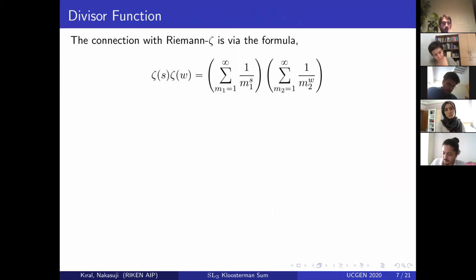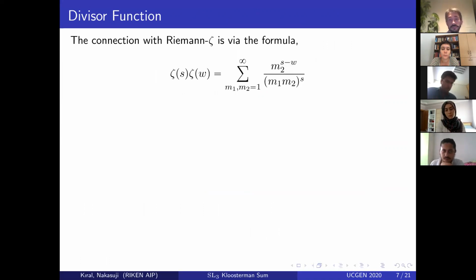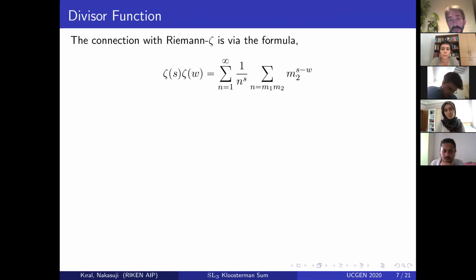So why would the Riemann zeta function have anything to do with the divisor function? Let's take two of them. Instead of a second power, we can take two with s and w. We can take s and w to be the same afterwards. Bring the sums together. Make them to the same exponent. So put m1 times m2 equals n.